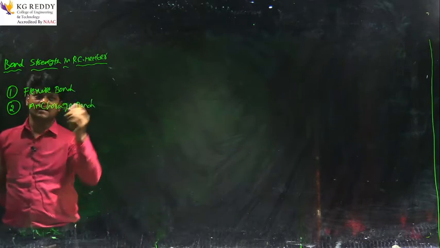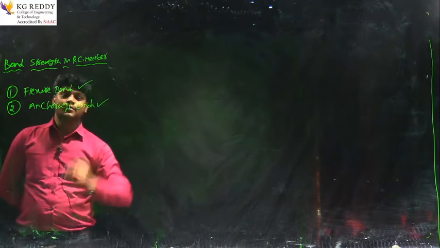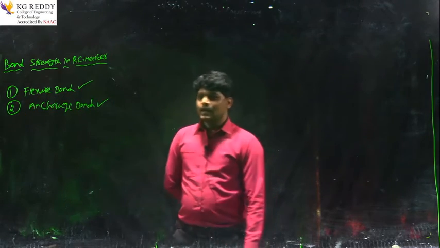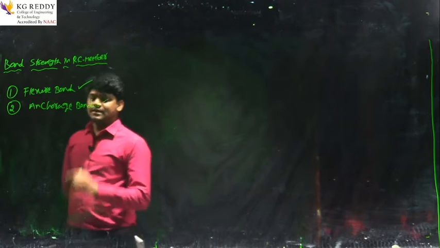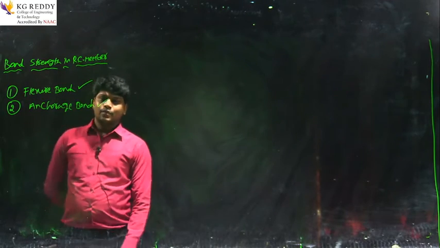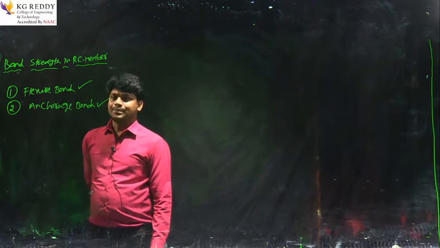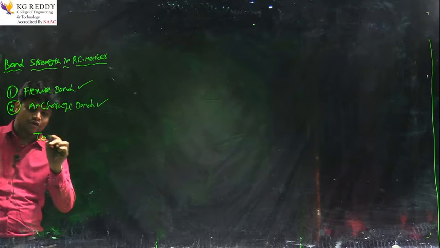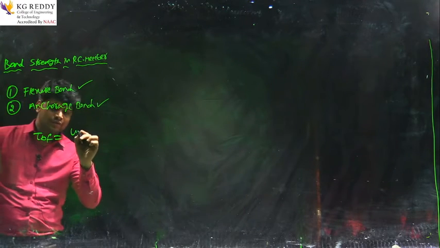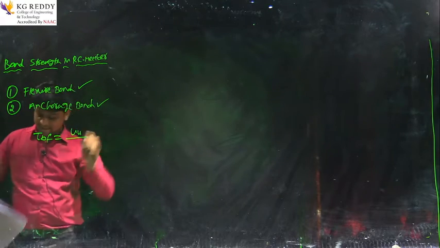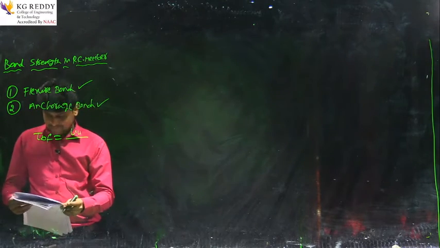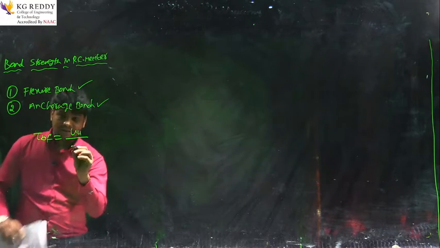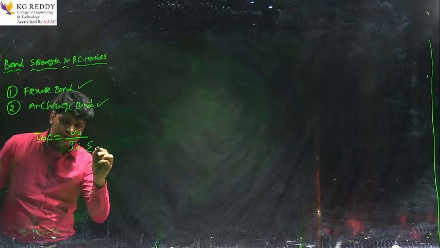What is meant by flexural bond? Flexural bond we can also say is a local bond or normal bond. So what is the formula for the flexural bond stress? F equals VU by J suffix D into sigma 0.